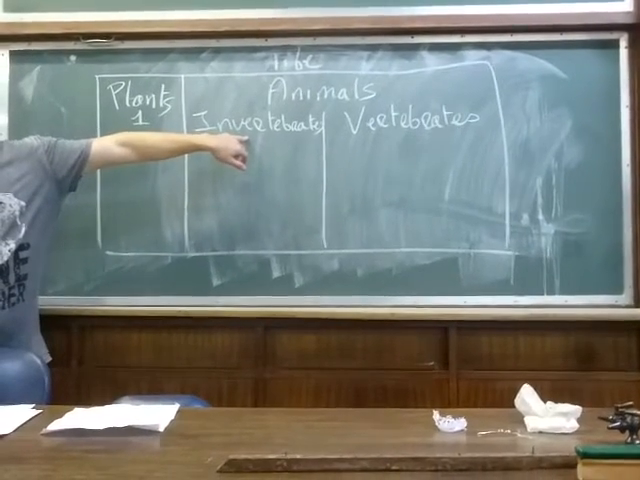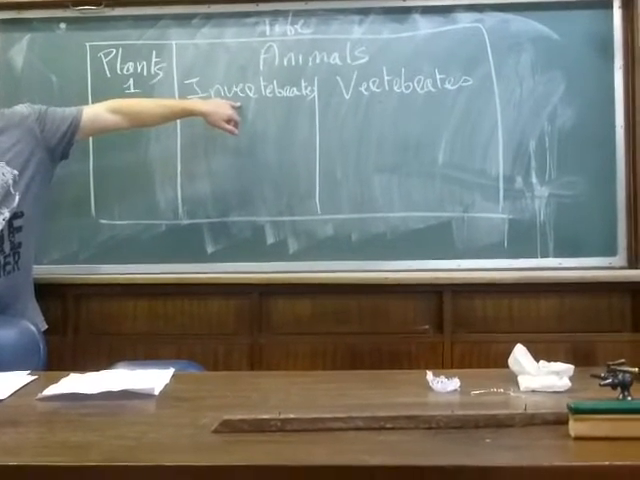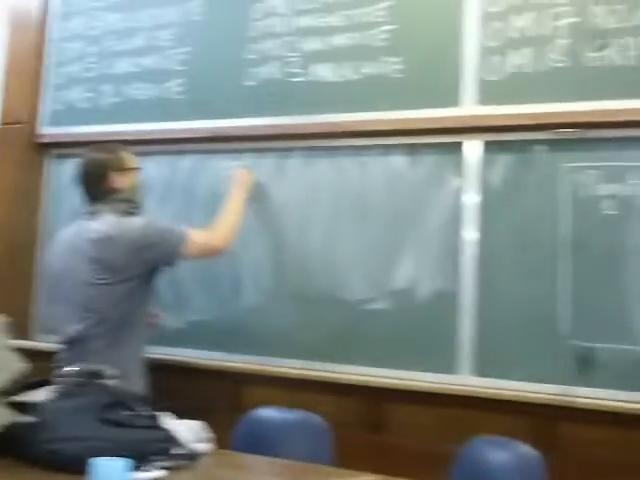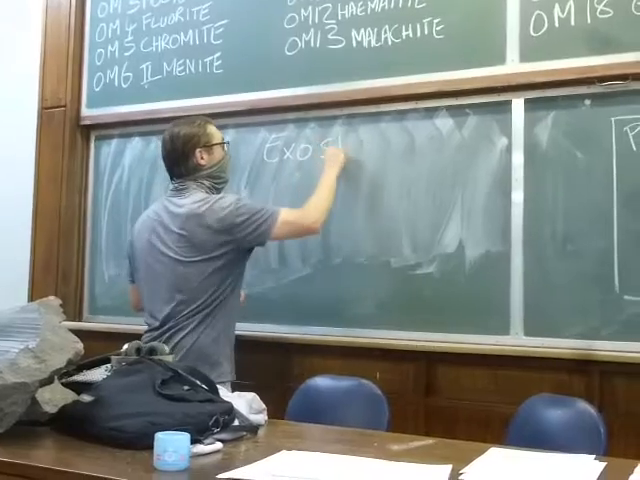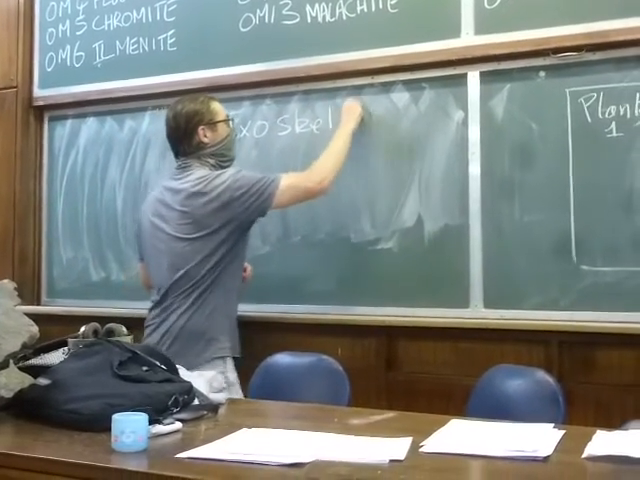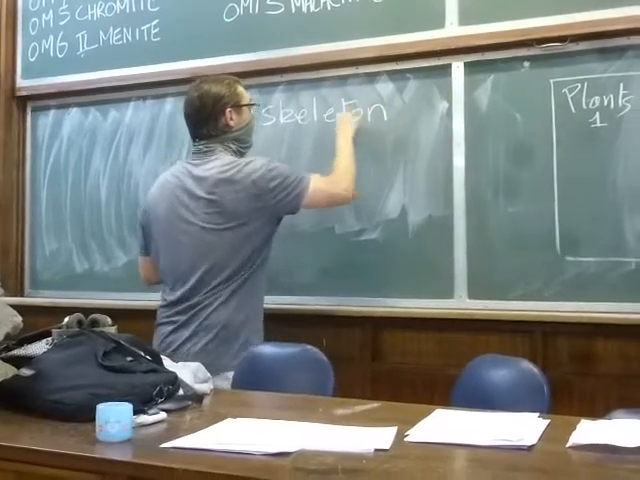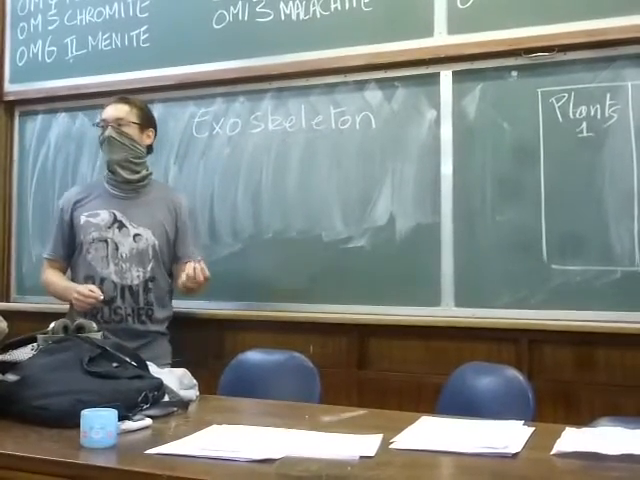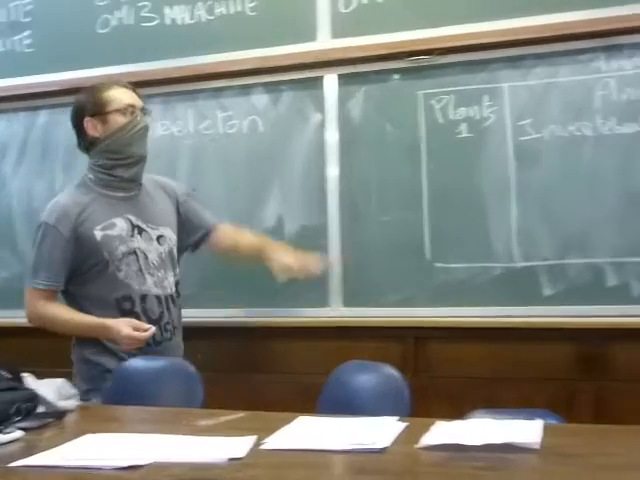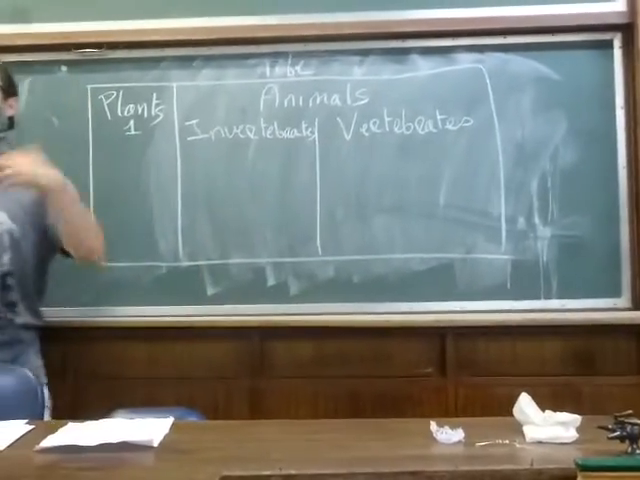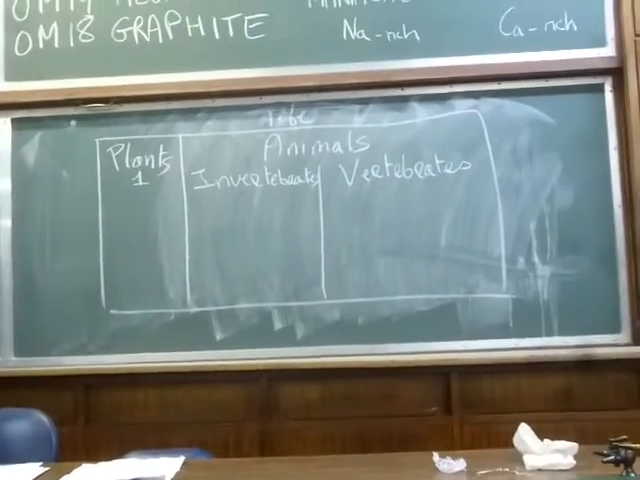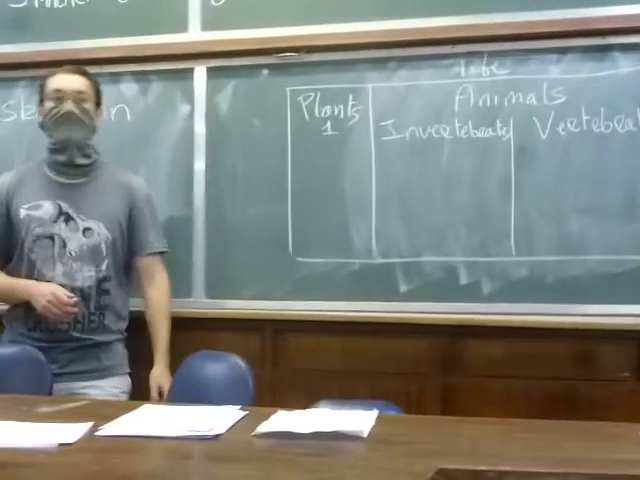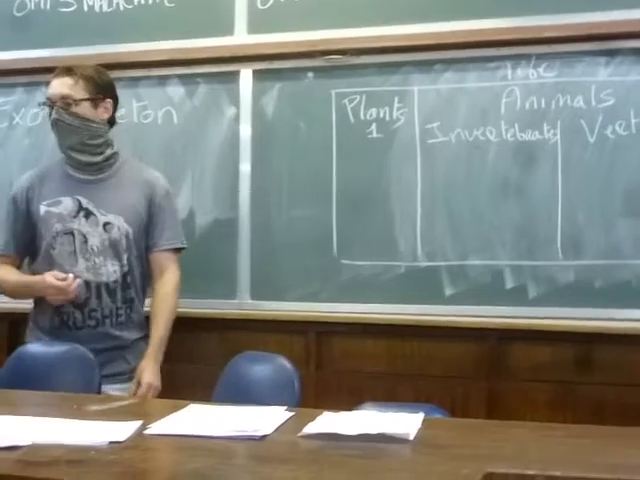invertebrates usually have an exoskeleton or a shell. So if you don't know that word, exoskeleton. So external skeleton, exoskeleton. Or they have a shell, and vertebrates have an internal skeleton. We are vertebrates because our skeleton is inside us. It's not outside, like a seashell, for example.